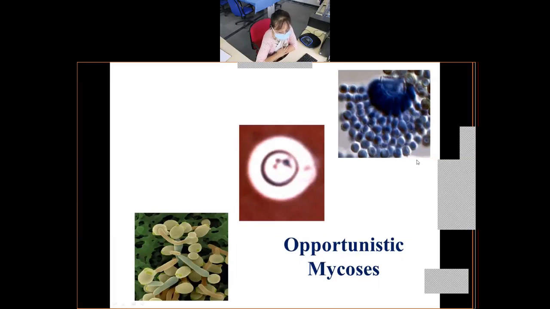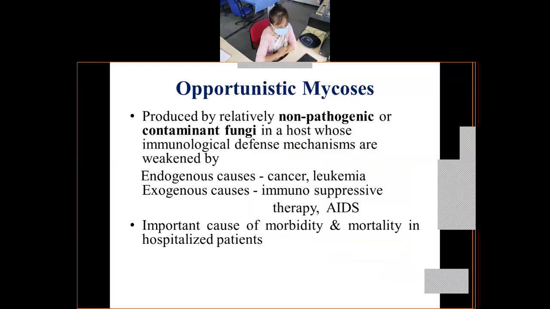Then we have the other yeast, which is known as Cryptococcus neoformans. This is again a very important entity which causes opportunistic mycosis, sometimes leading to life-threatening conditions. As I've already mentioned, they are produced by relatively non-pathogenic or contaminant fungi in hosts whose immunological defense mechanisms are weakened because of either endogenous or exogenous causes.